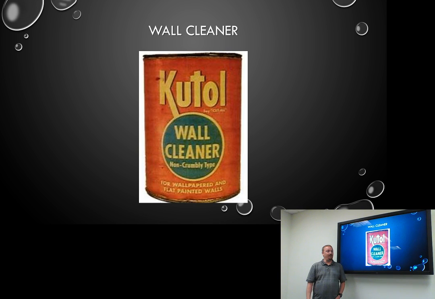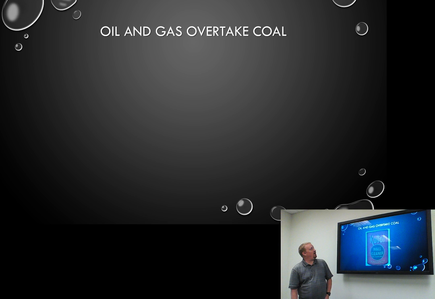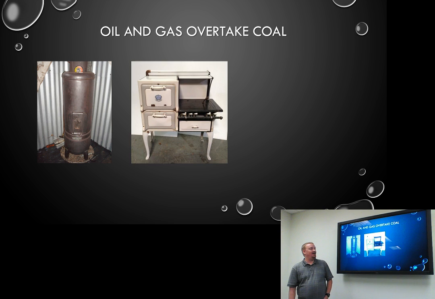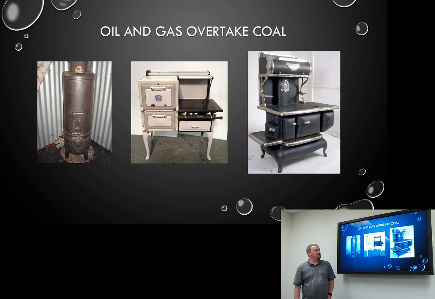But there's a problem on the horizon, and that problem is oil and gas, because oil furnaces are more efficient, and gas doesn't leave that residue. It's more efficient also at cooking your food. So you don't get this coal residue. You get a little bit of oil residue, but it's not nearly as bad. It's easier to clean and doesn't leave nearly the mess. So coal stoves are on the way out.